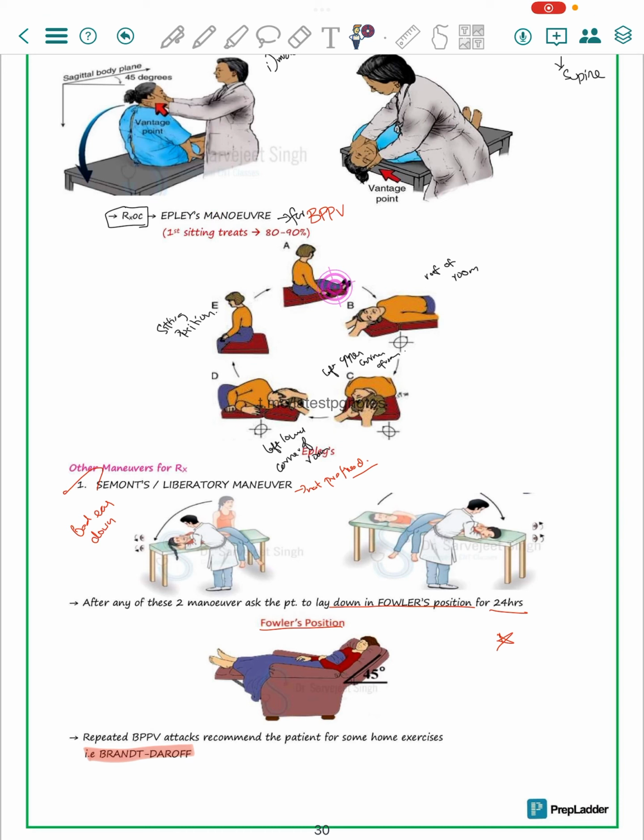Okay, guys. Then the treatment is the Epley's maneuver. First you have to sit. Sitting will treat about 80 to 90%. Then in bed you need to look at the roof of the room. Then turn the head towards the left side and look at the left upper corner of the room. Then the opposite to the right side. Then you need to sit again. Then repeat this procedure. This will cure the BPPV.